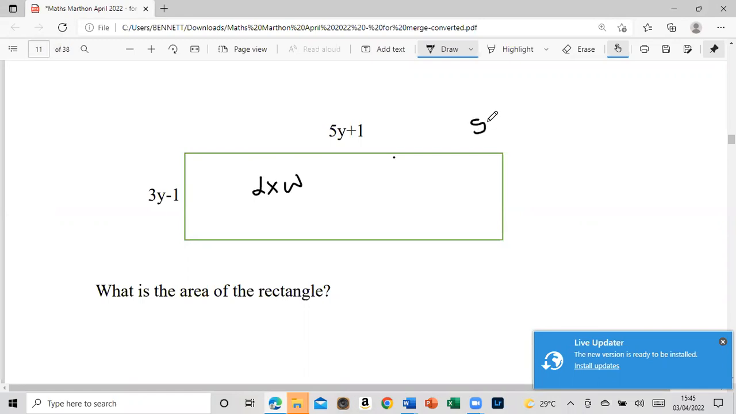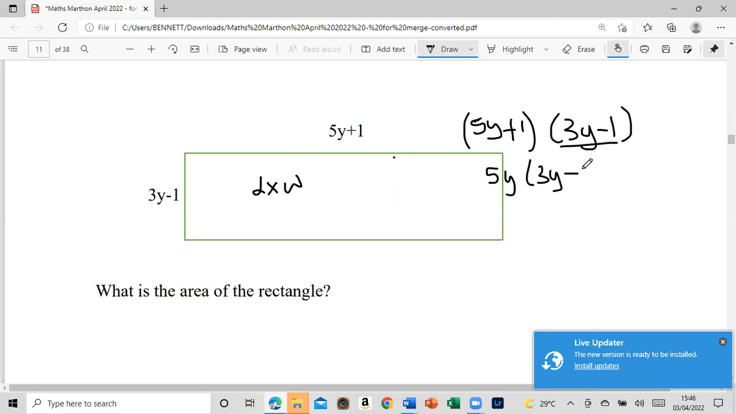So we multiply 5y plus 1, just put it in a bracket, times 3y minus 1. Always go back to what you know in maths. And then now we expand the brackets. So we have 5y times all of this, which is 3y minus 1. And then we do the same thing, this is the plus 1 times all of this. So it's an expansion, and CSEC can do that, alright?